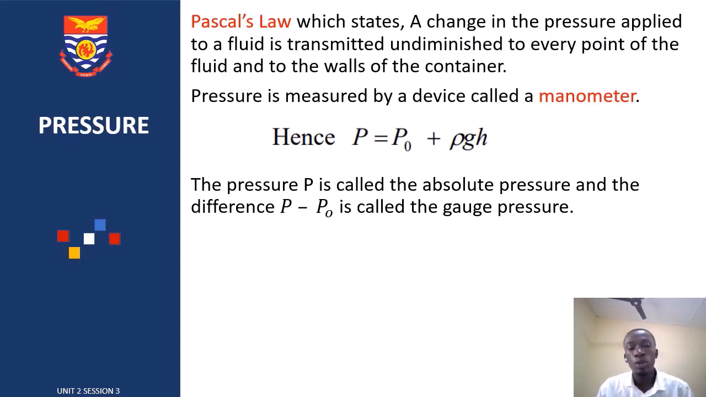The device that we can use to measure pressure is called a manometer, and we can calculate pressure as P equals P naught plus rho g h, where rho is the density, g is the acceleration due to gravity, and h is the height. We can also bring the P naught to one side so that we get P minus P naught, and it's called what? The gauge pressure. So the gauge pressure is equal to what?